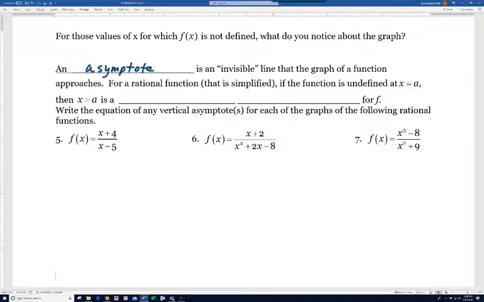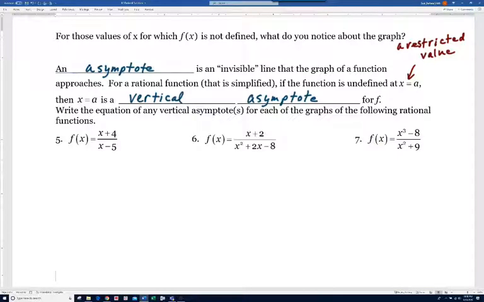For a rational function that is simplified, if the function is undefined at x equals a, then x equals a is a vertical asymptote for f. So in other words, we have a restricted value at x equals a, and in fact that's where we're going to have a vertical asymptote on the graph. So the restricted values basically determine where our vertical asymptotes are going to be.